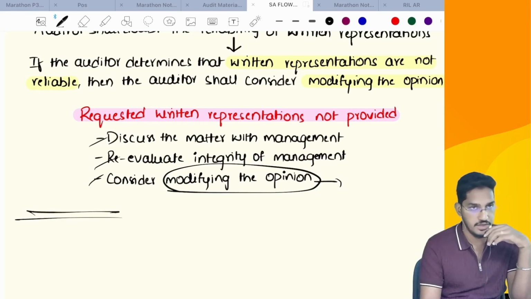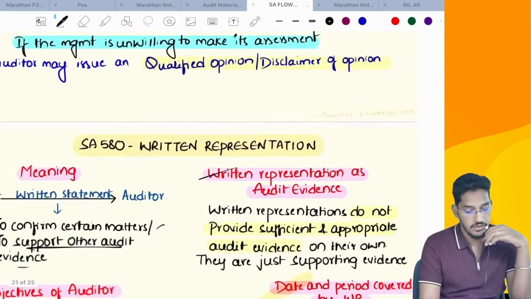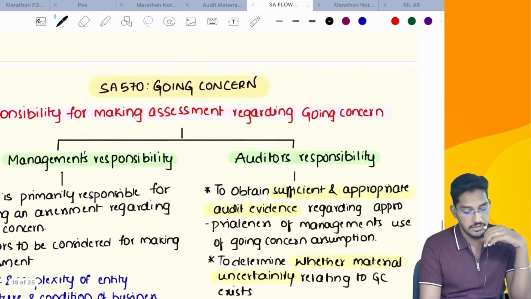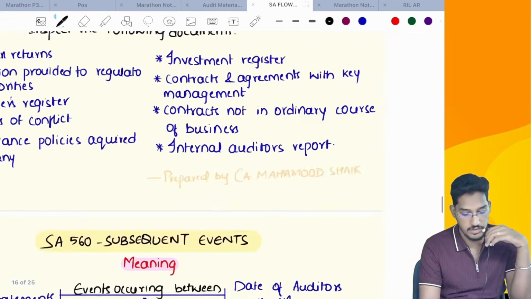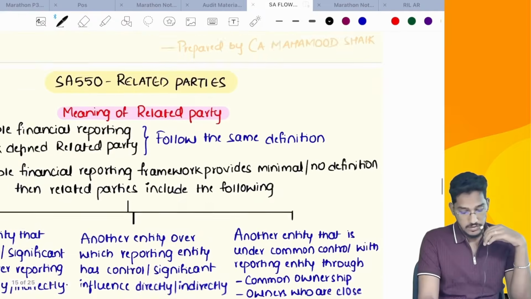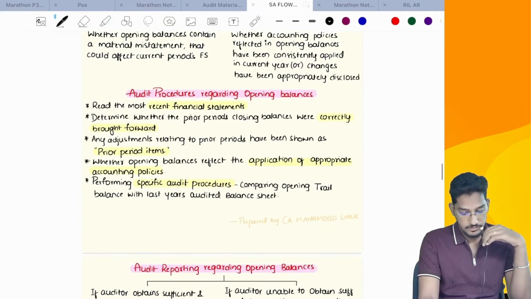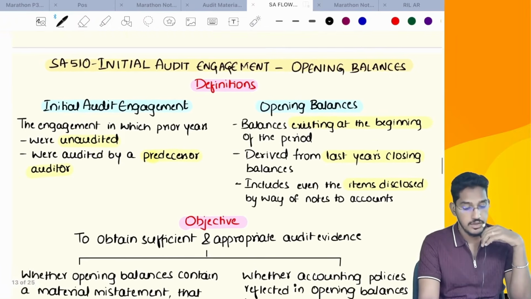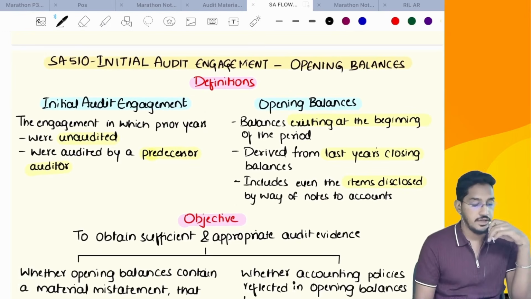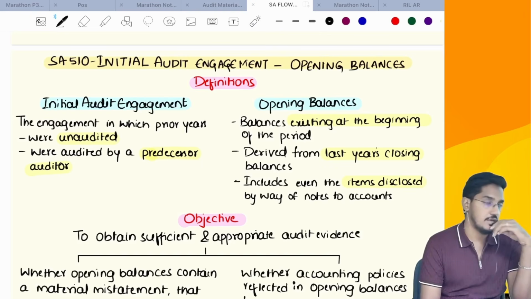So we have completed SA 580 also. Now we will do one more thing. SA 510 we will try to cover. After that we'll go for a break. Right. So let us try to do SA 510, which talks about initial audit engagements and opening balances.